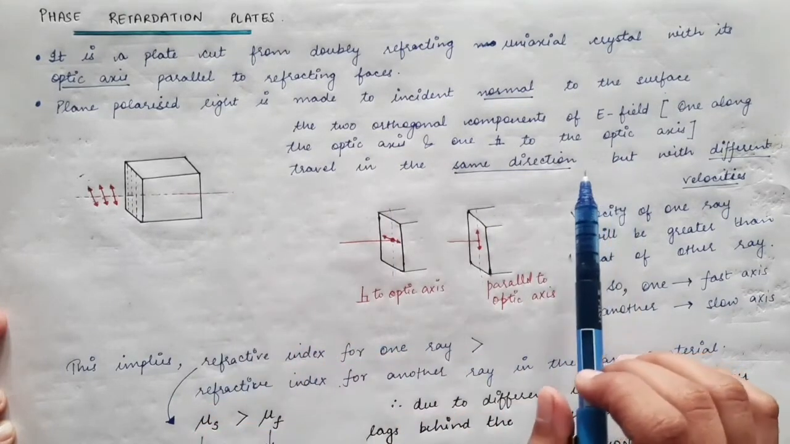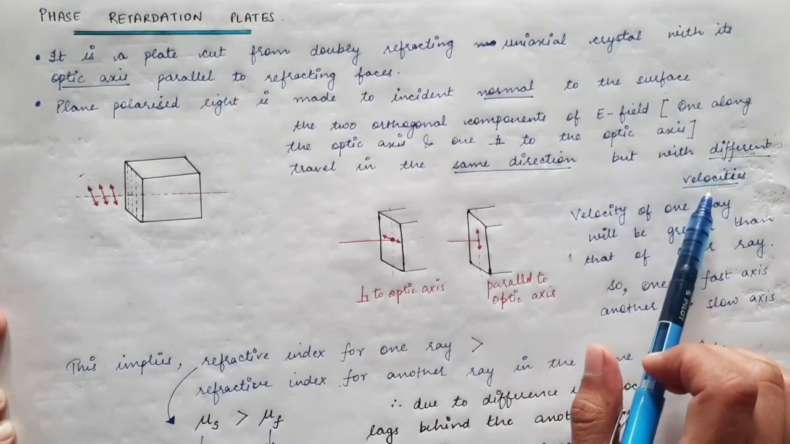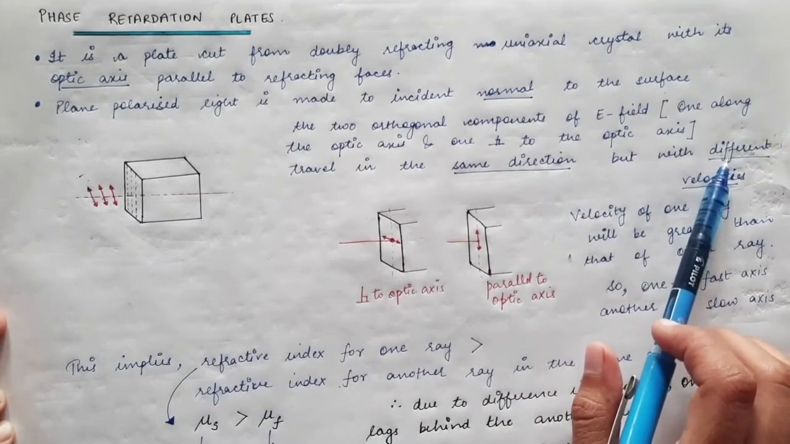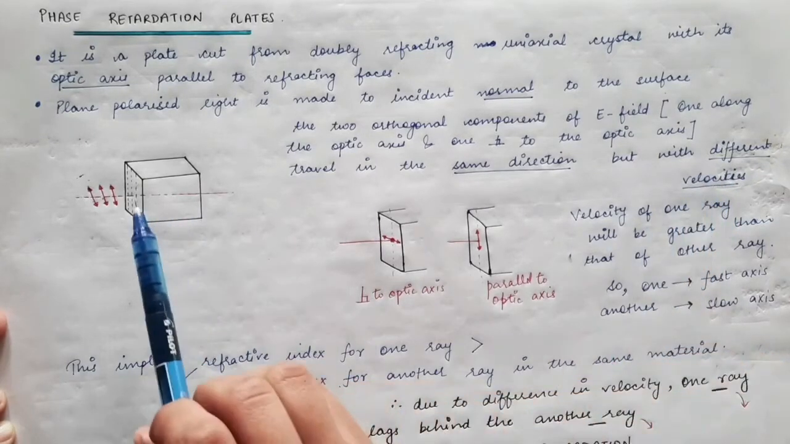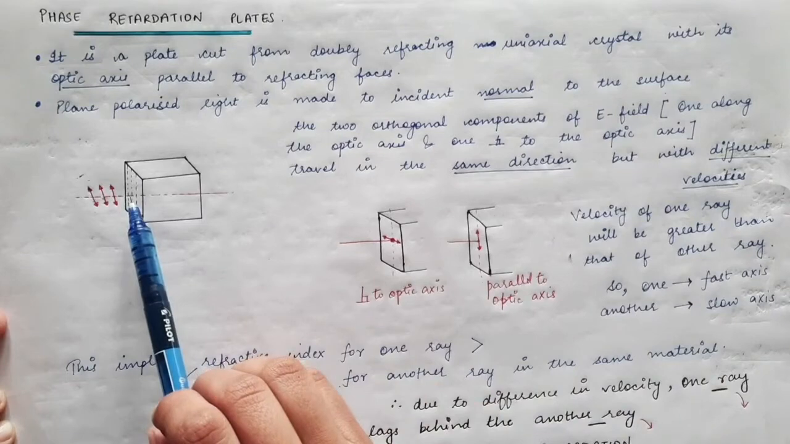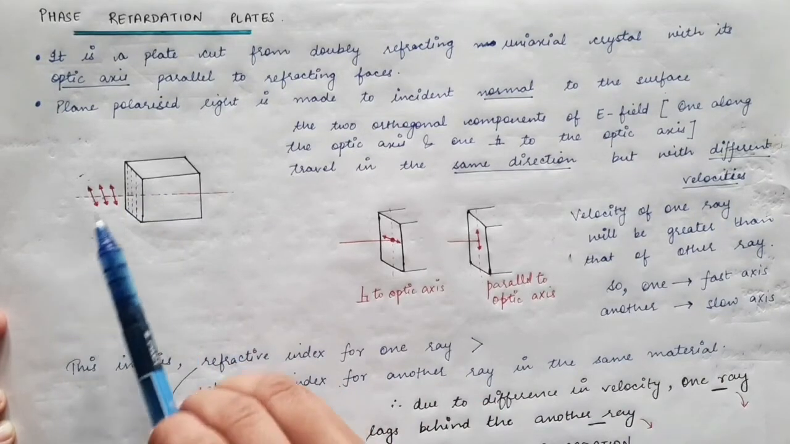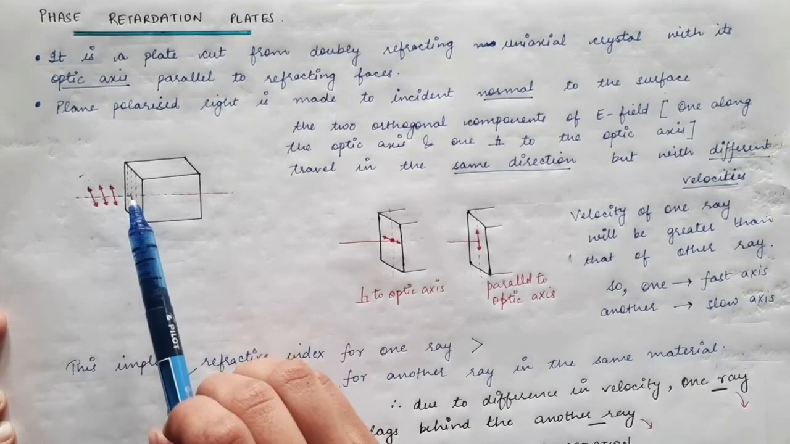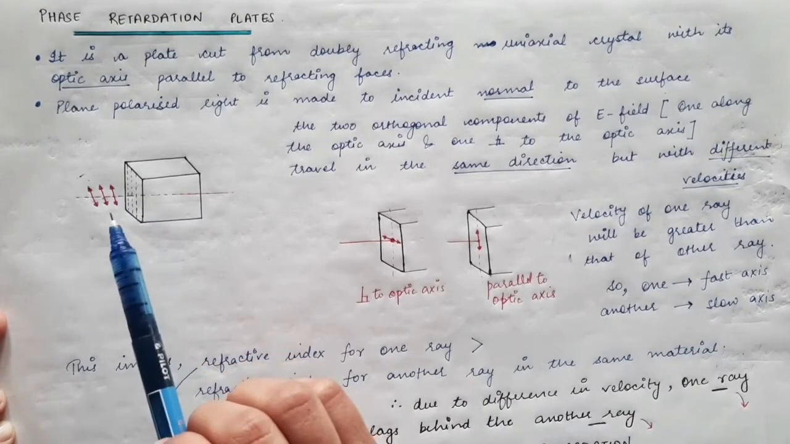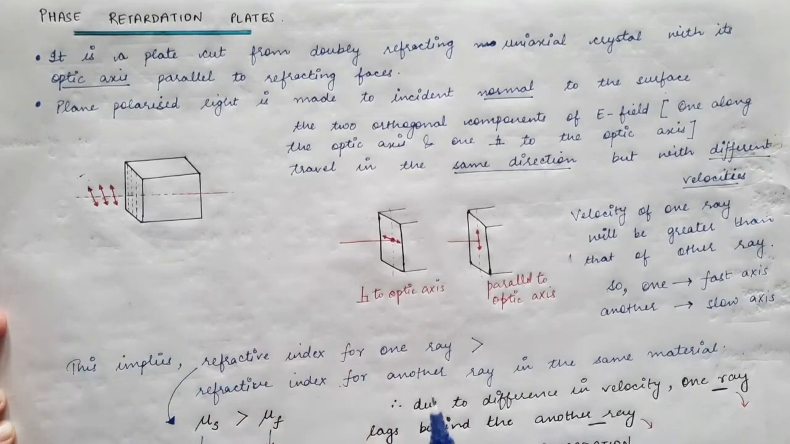That is, we are saying that the two components travel in the same direction with different velocities. So obviously one component will travel faster than the other. It depends upon the type of crystal which component will be traveling faster. Either the component parallel to the optic axis will move faster, or the perpendicular component will move faster.